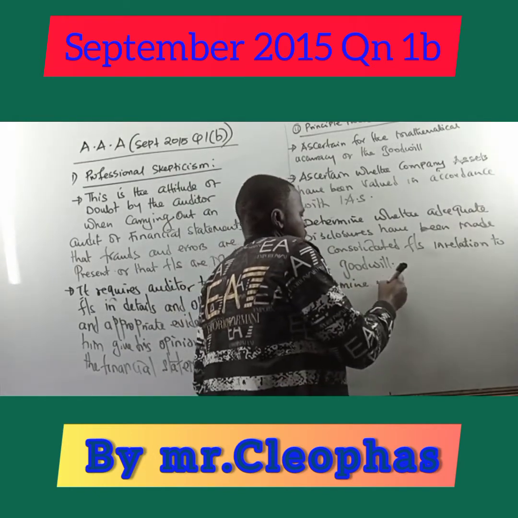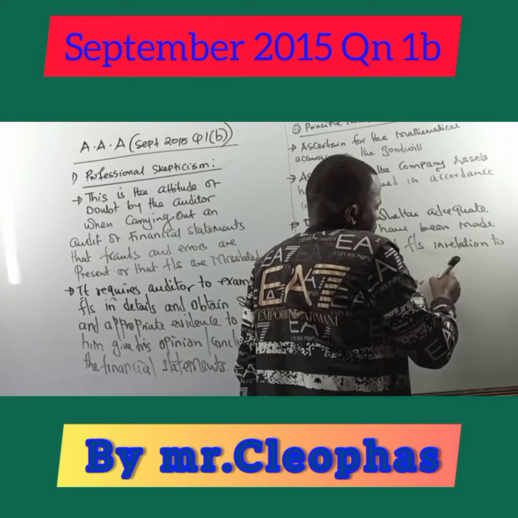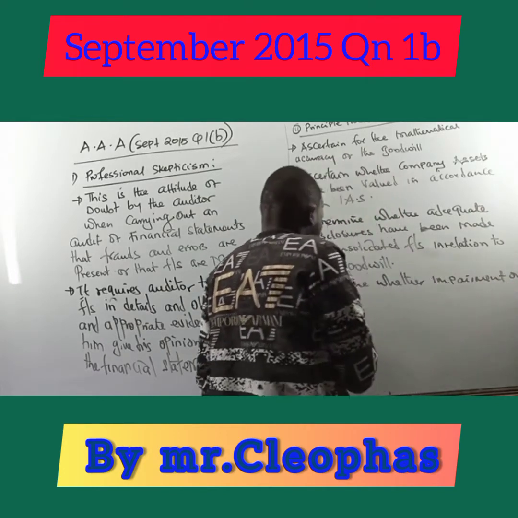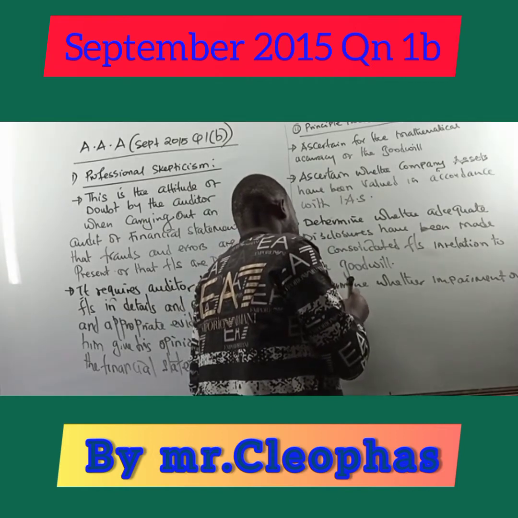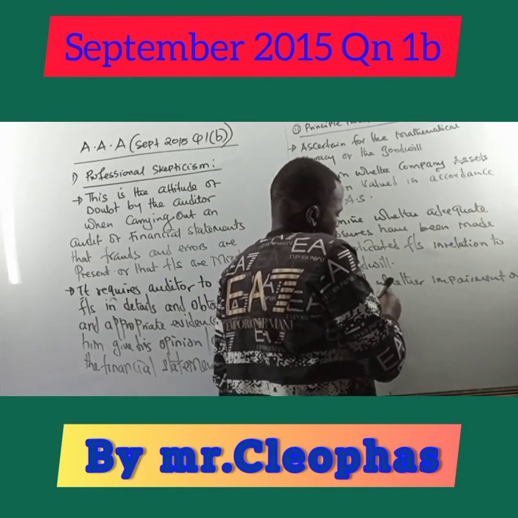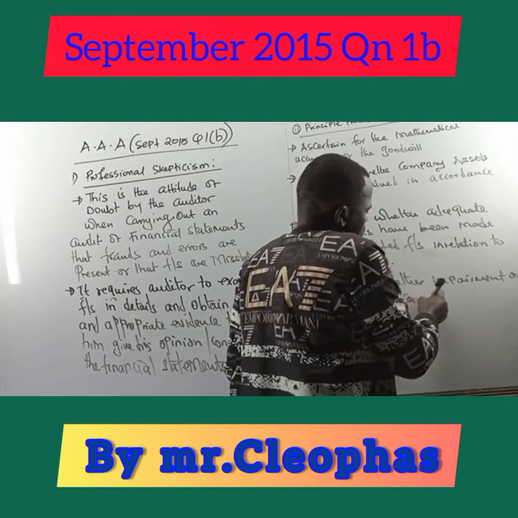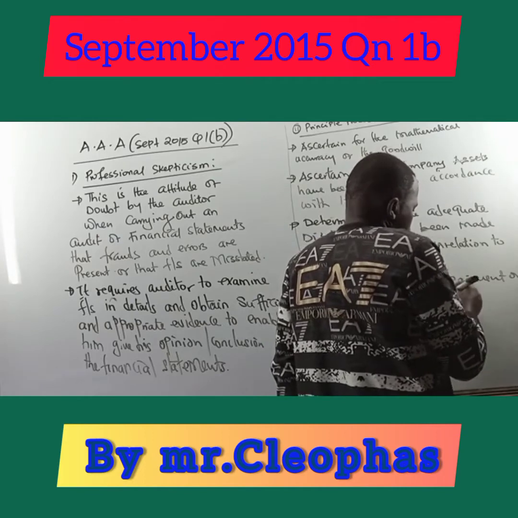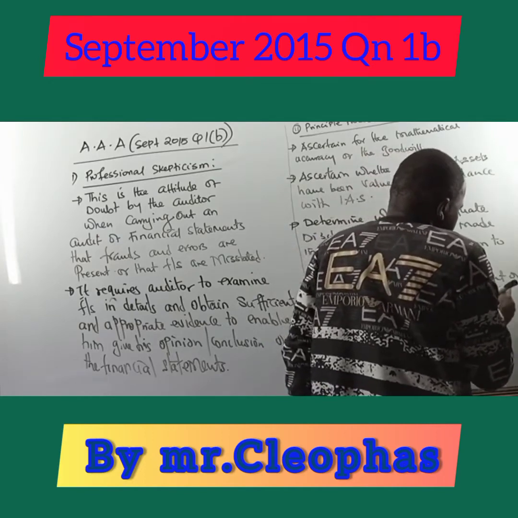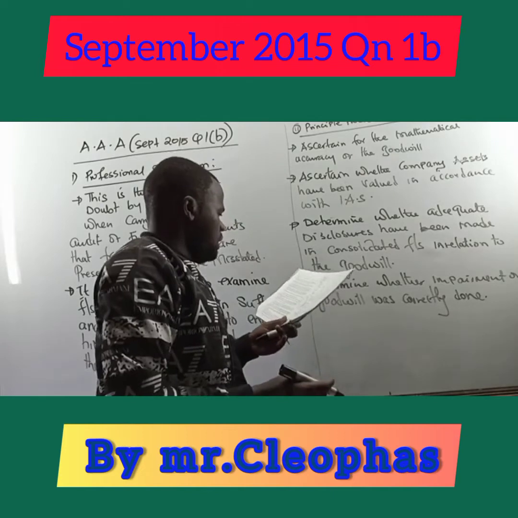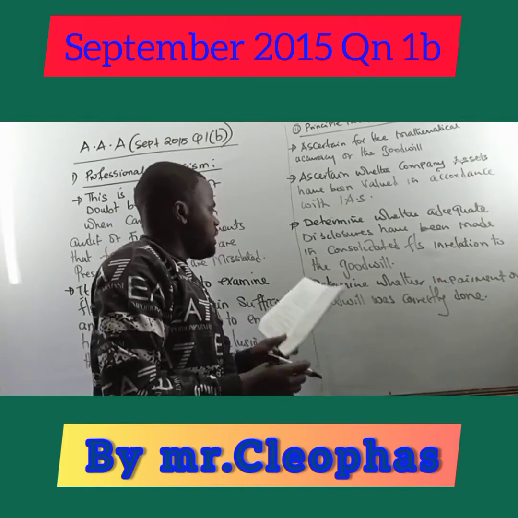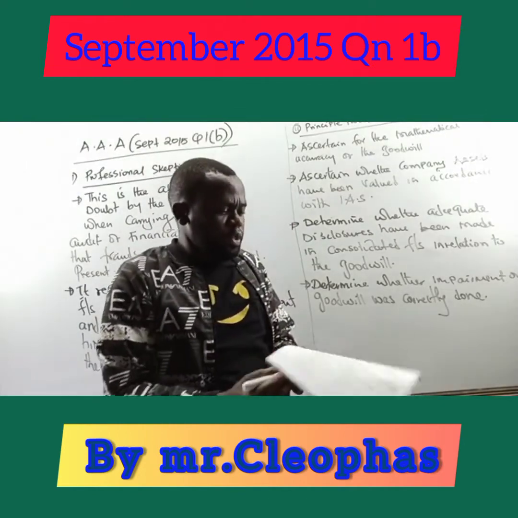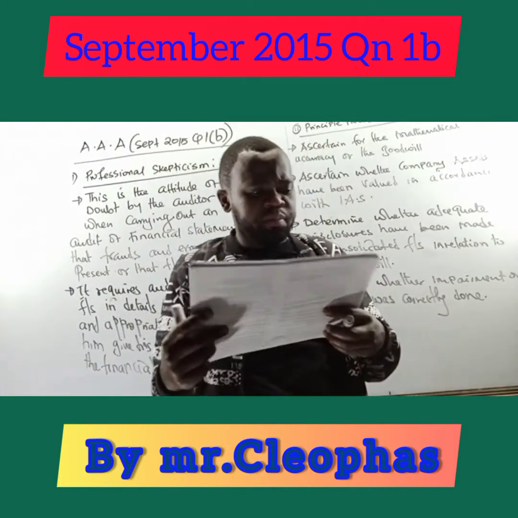You can also determine whether impairment on goodwill was correctly done, and they needed just, it was 6 months, they needed 3 points. I've given 1, 2, 3, 4, so those are enough. Then we can proceed to the last part of this question.